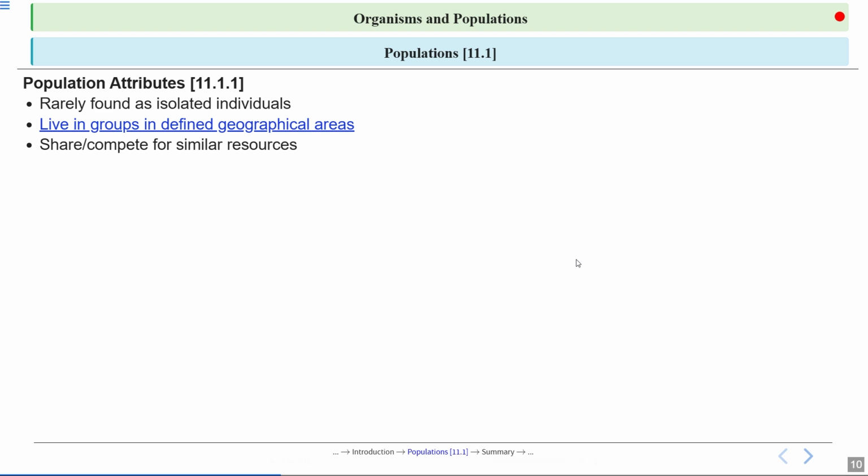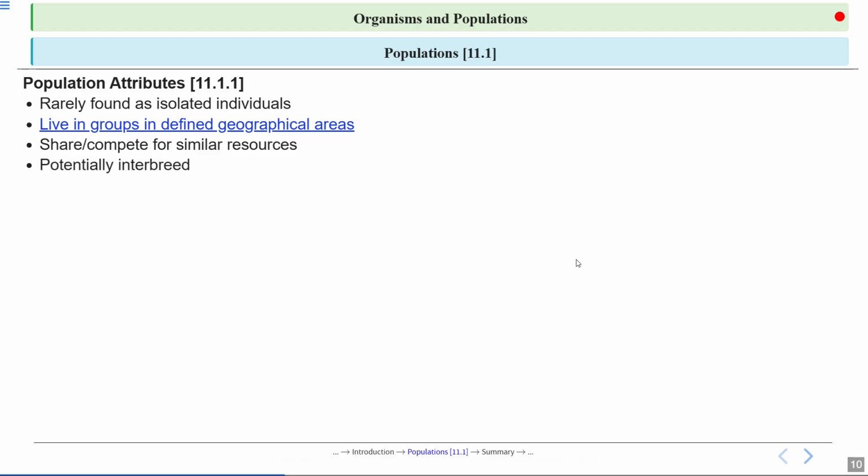Okay, now let's consider how these groups share or compete for these similar resources. Now, within a population, individuals may need to compete for food, water, or space. Now, this competition can influence the population size and structure.